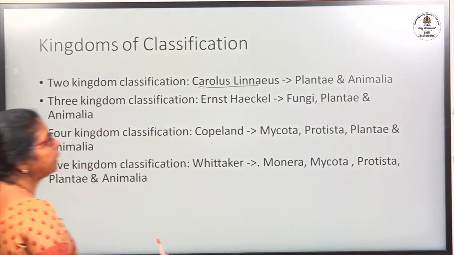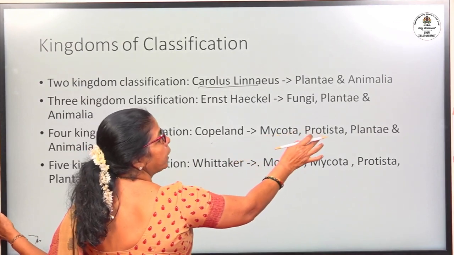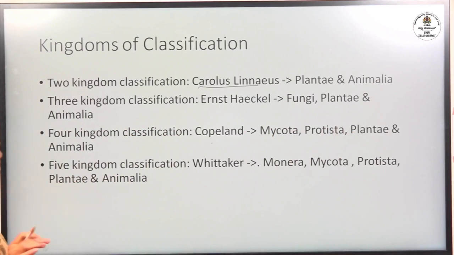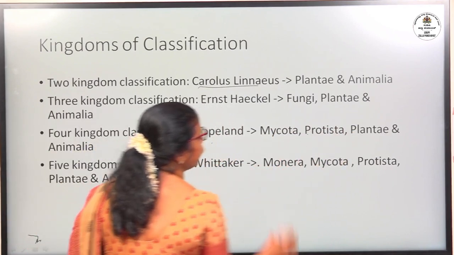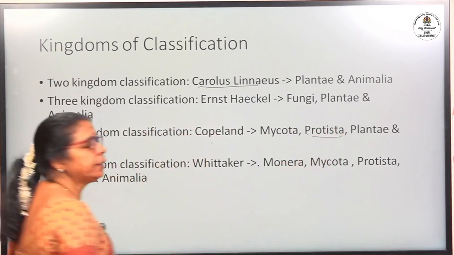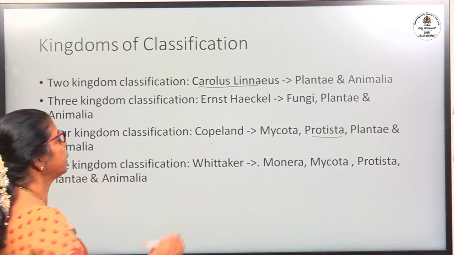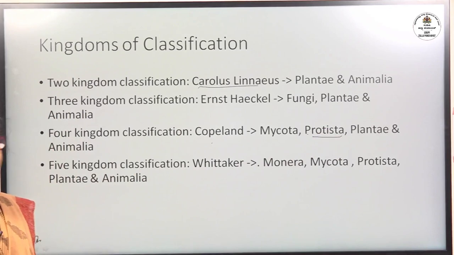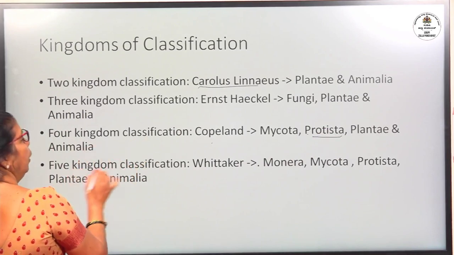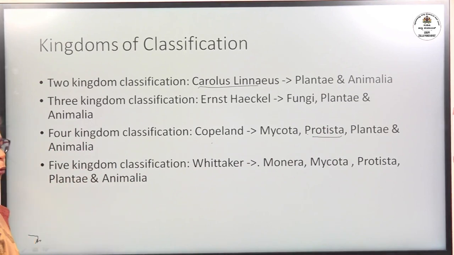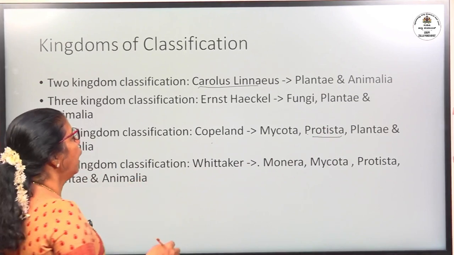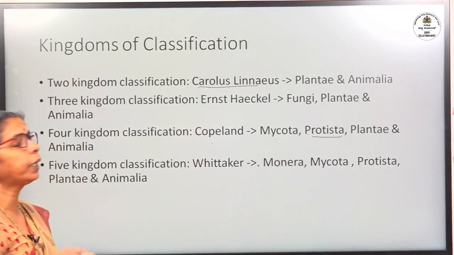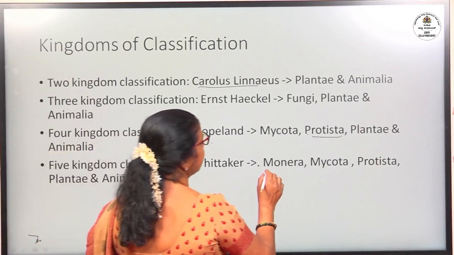Copeland, and that is Mycota, Protista. He introduced this Protista. He separated unicellular eukaryotic organisms under kingdom Protista. So Protista, that is unicellular eukaryotic organisms, are kept under Protista, and the other three are common. So that is the four kingdom system. The five kingdom system was proposed by R.H. Whittaker, and he separated unicellular prokaryotic organisms under kingdom Monera.